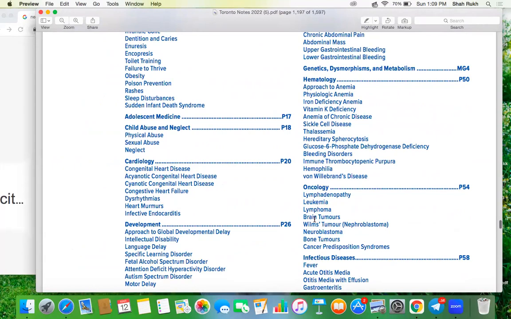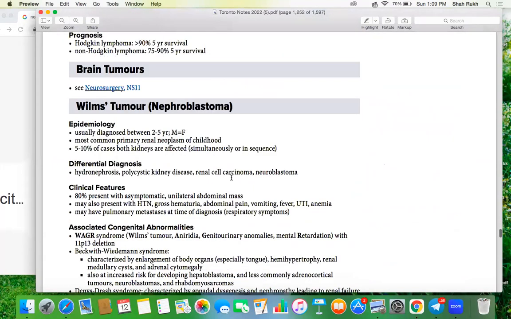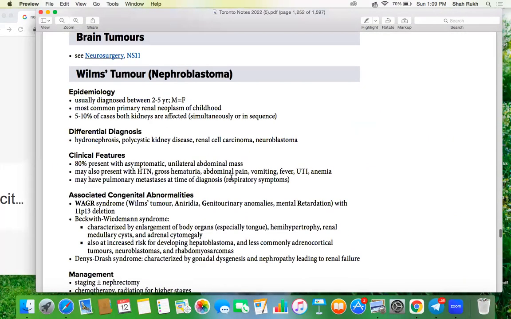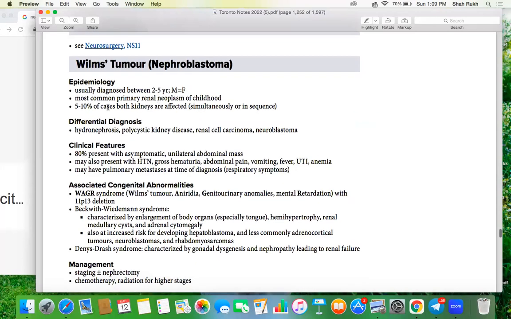So now we are starting from the mass, Wilms tumor. Wilms tumor is one of the very, very common conditions that can present to a family physician, with a mass in the abdomen. The mother was giving a shower to a baby, and then she finds a mass in the belly of the baby. So now she's coming to you asking what is going on here. Usually diagnosed at 2 to 5 years, male and female equally. The most common is basically a renal neoplasm.